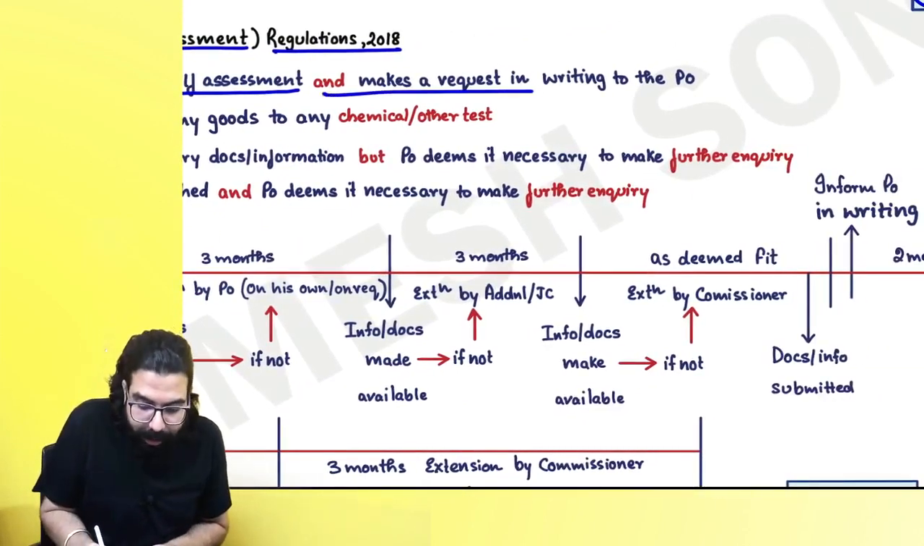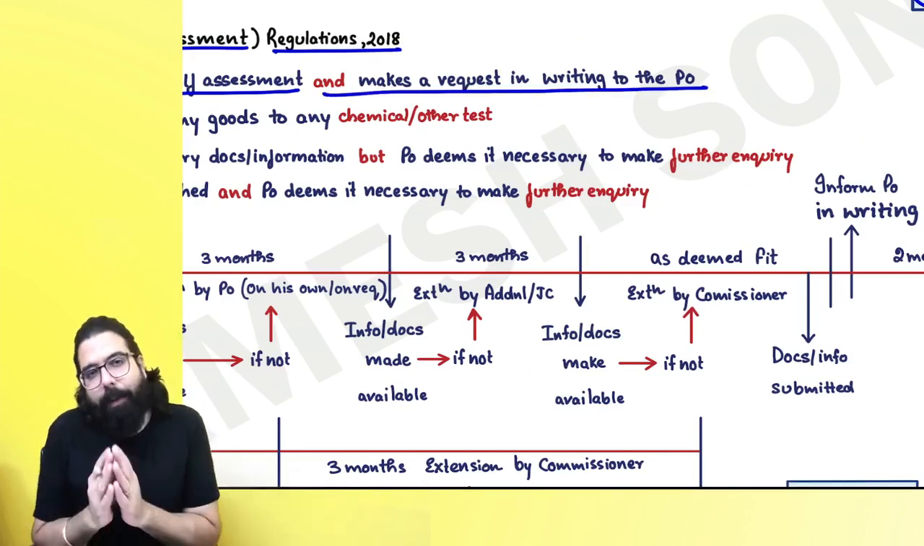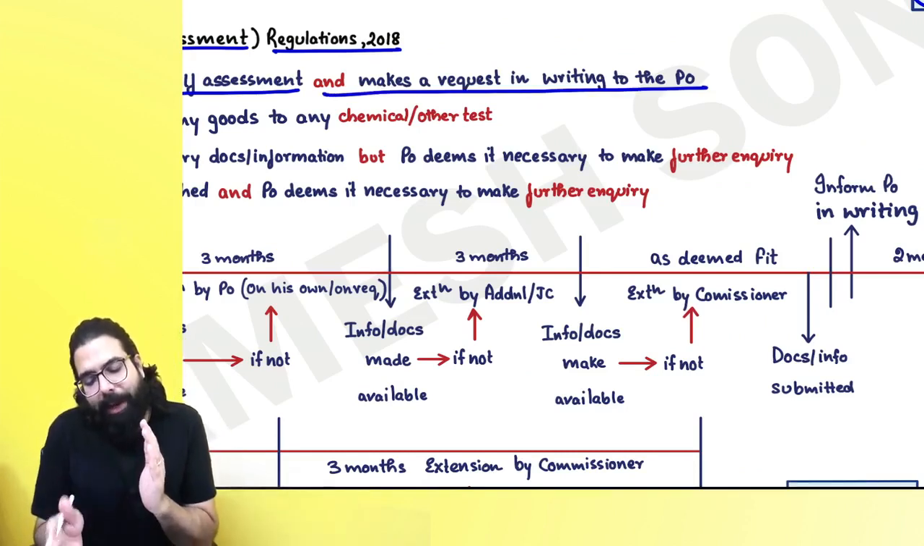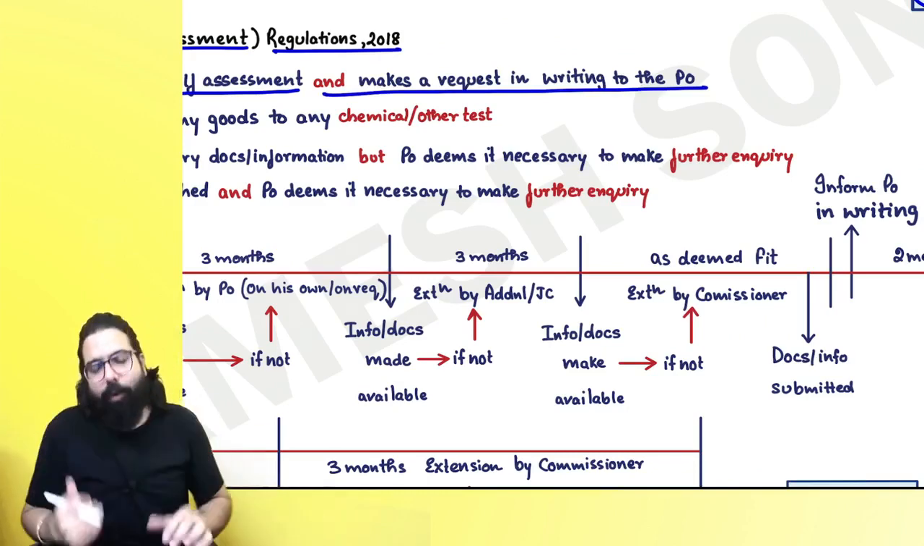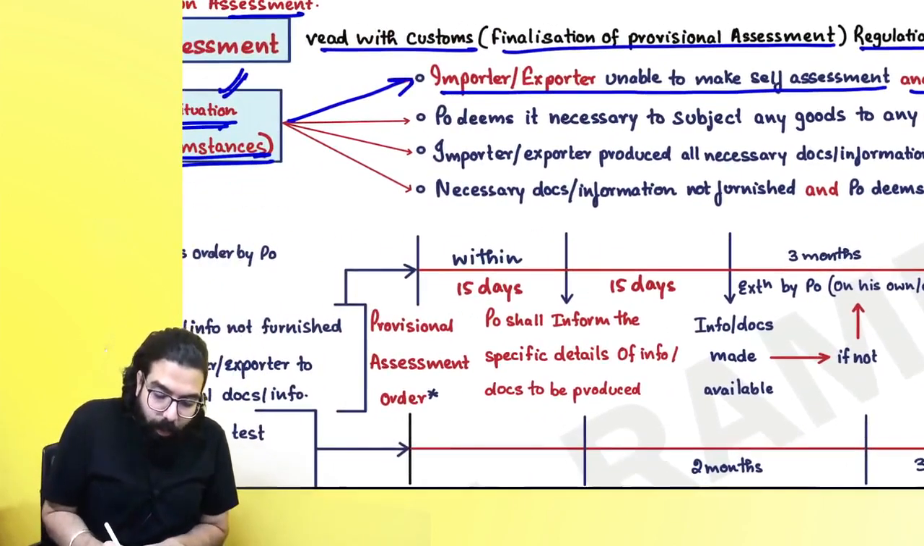Then, Baba, he will go ahead and request the proper officer in writing, "Sir, provisionally tell me how much is to be paid. Later, we can go ahead and finalize. And on finalization, if there is any differential, I will go ahead and pay." Sir, what are the other circumstances?